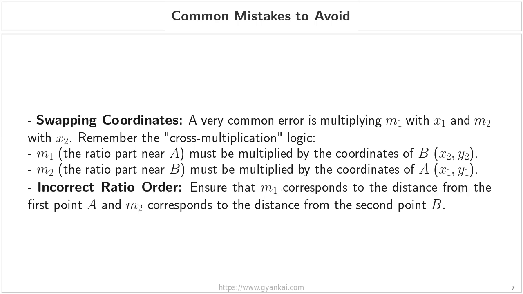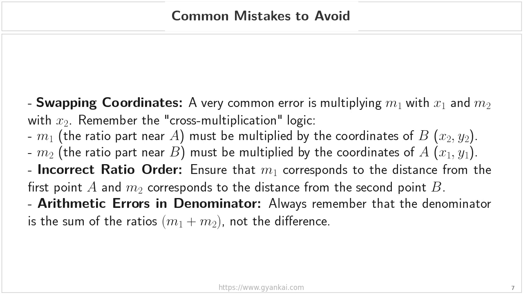Next, be very careful with the ratio order. You must ensure that m1 corresponds specifically to the distance starting from your first point, A, and m2 corresponds to the distance leading to your second point, B. If you flip the ratio, your point P will end up in the wrong location on the line segment.